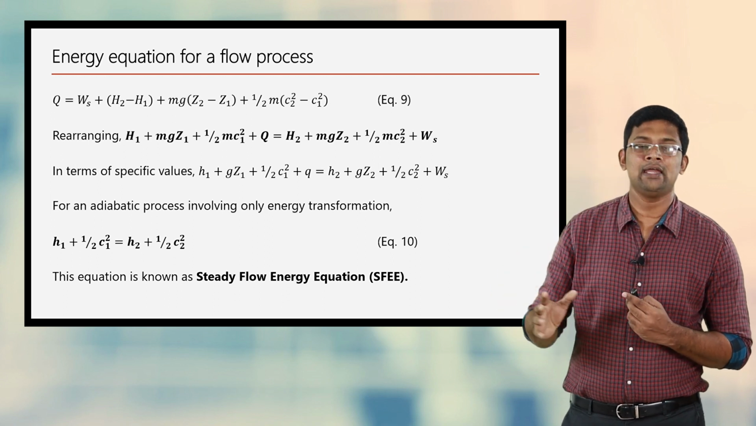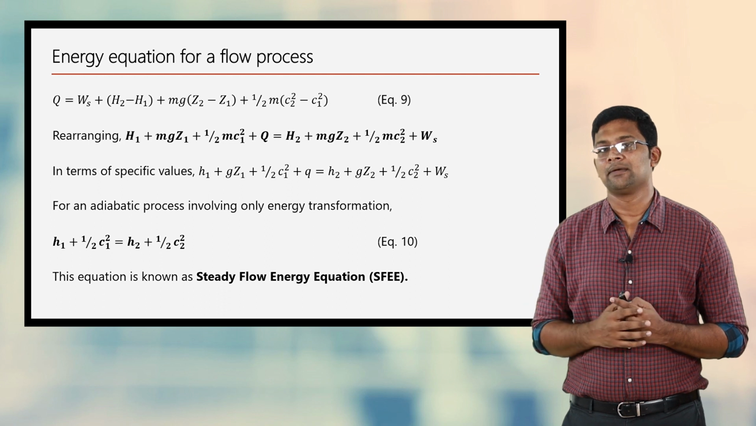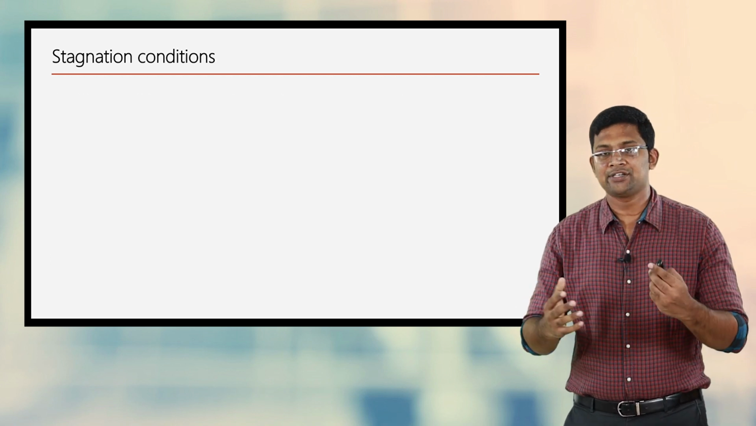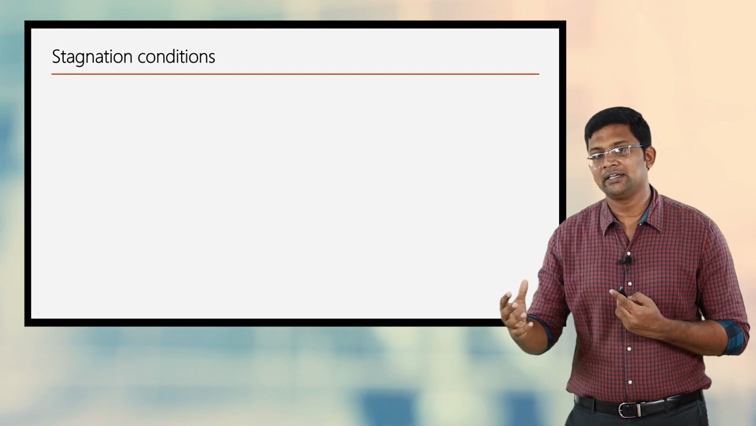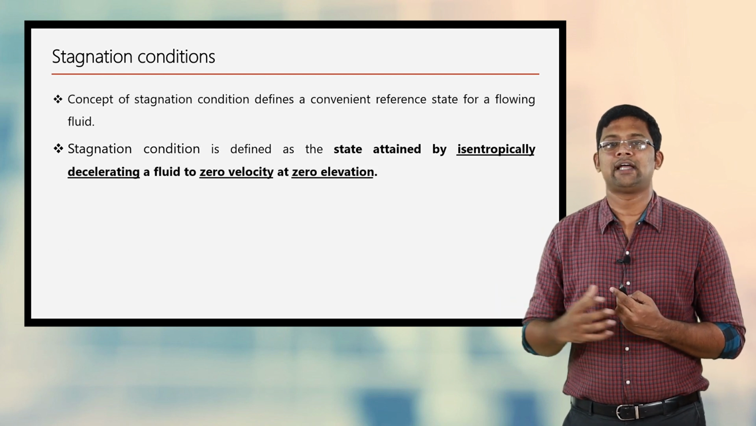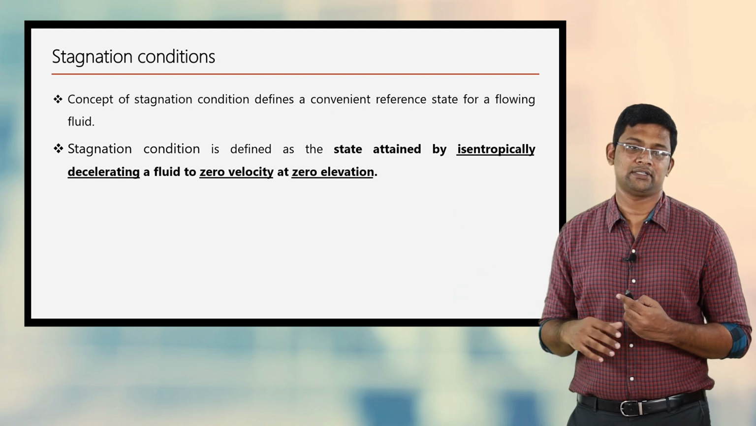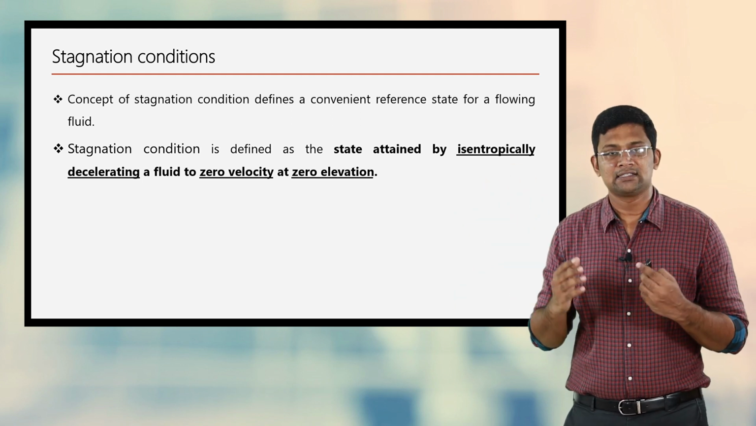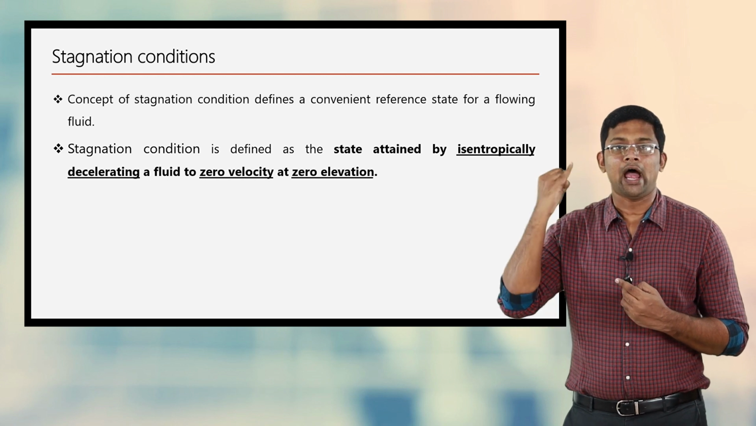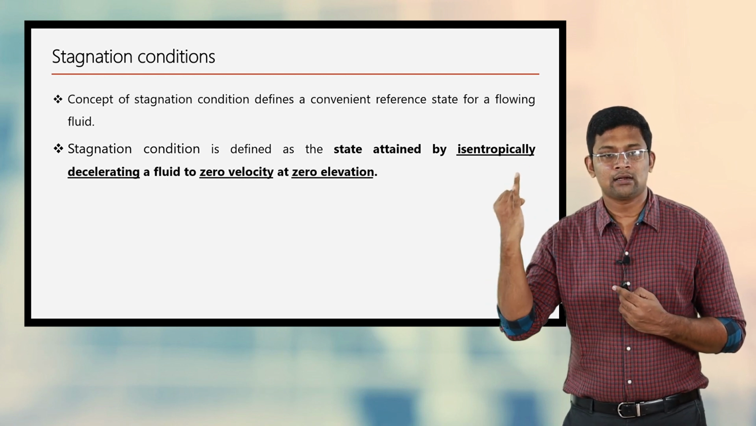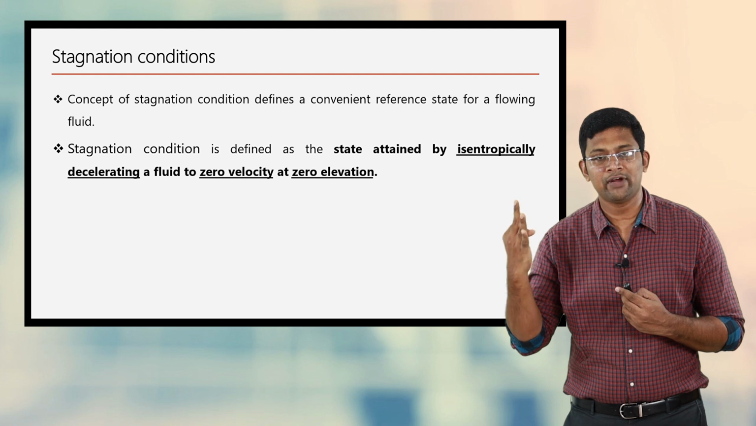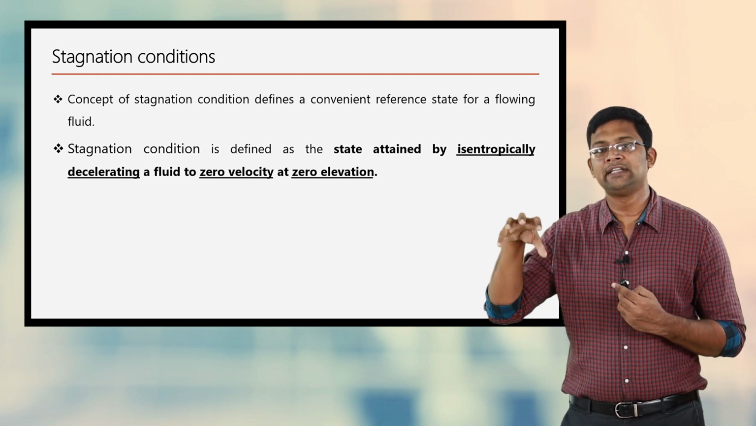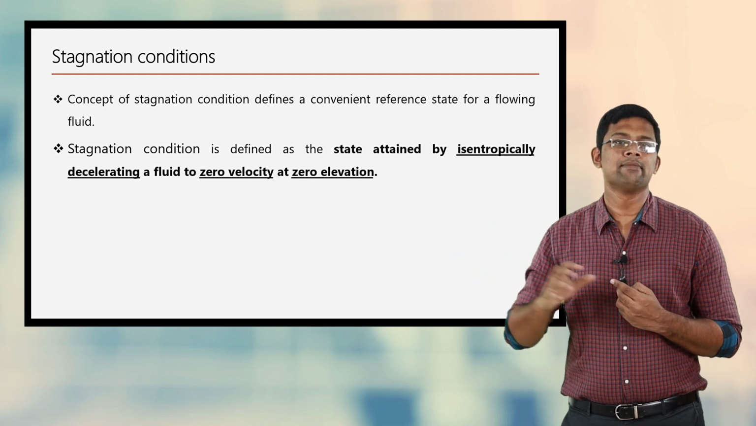And this is a very important expression as far as this subject is concerned. Next, let us discuss the stagnation conditions. Stagnation conditions are as important as Mach number for this subject. Stagnation condition can be defined as the state attained by isentropically decelerating a fluid to zero velocity at zero elevation. So, this definition is extremely important.